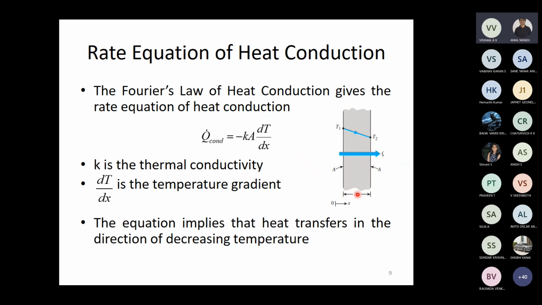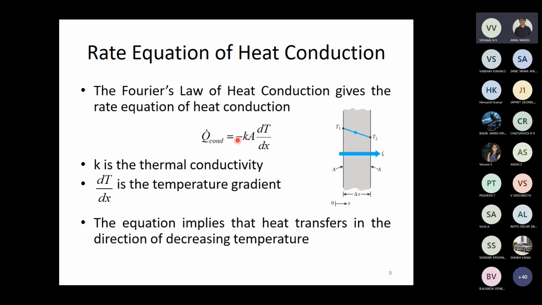dx is the length at this point minus the length at this point. Since we are measuring x in the rightward direction, the length at this point is greater than the length at this point. That means dx will be a positive quantity. But dT, since T2 is lesser than T1, will be a negative quantity. So in this situation, dT by dx will actually be a negative quantity. To make the heat conducted positive, we deliberately introduce a negative symbol here.